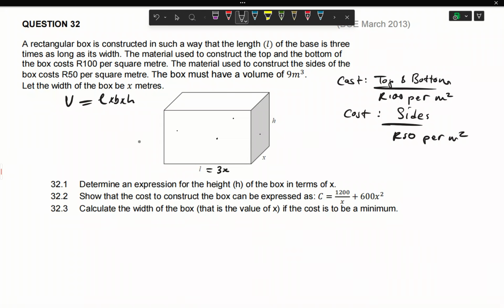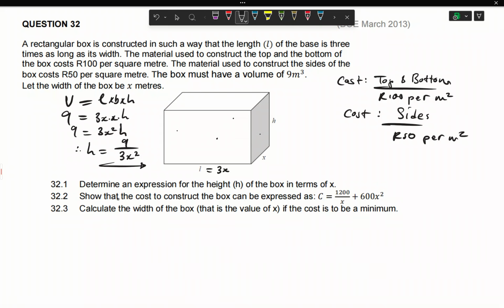You're given the volume, which is 9. The length is 3x times x. The height is just the height. Let's first deal with this. You have 3x squared and then h. So to determine an expression of the height, you have to have h as the subject of the formula. So h is 9 divided by 3x squared. So this is an expression of the height.